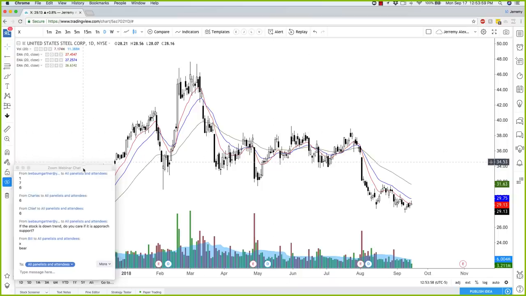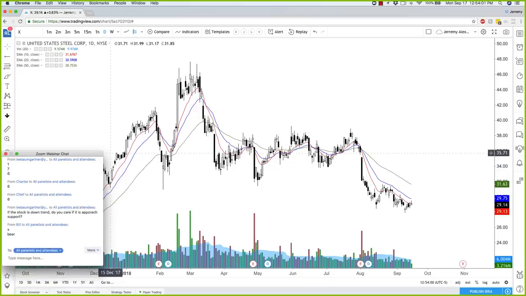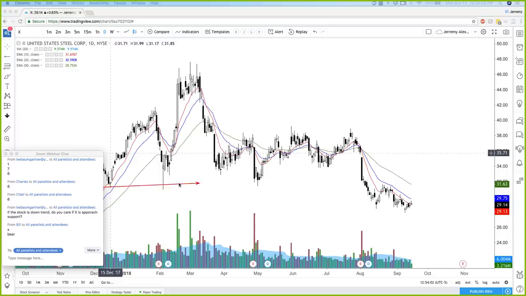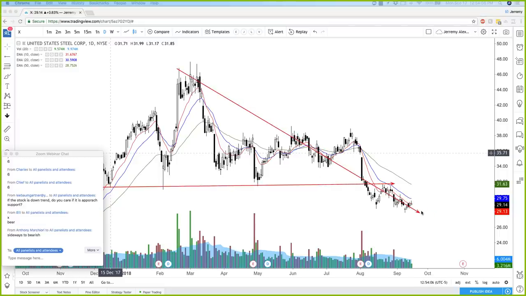What is the trend? So the trend is sideways to bearish. Sideways to bearish. It's not an obvious downtrend. I mean, it was just a few months ago at 46. Now it's at 29. So a little sideways.